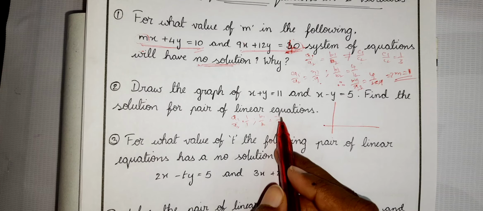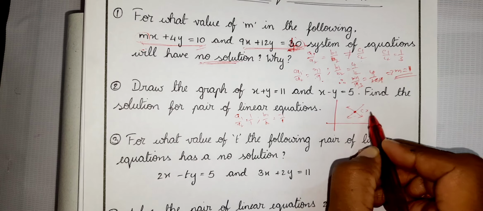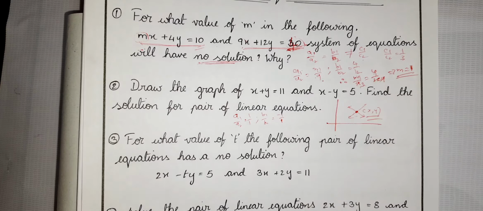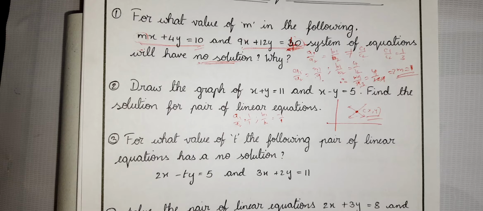So you will be getting a graph like this, and whatever the intersecting point is, x comma y, that is the solution to the given pair of linear equations.